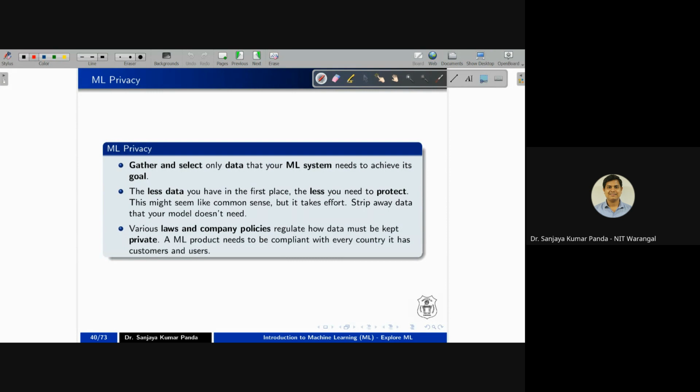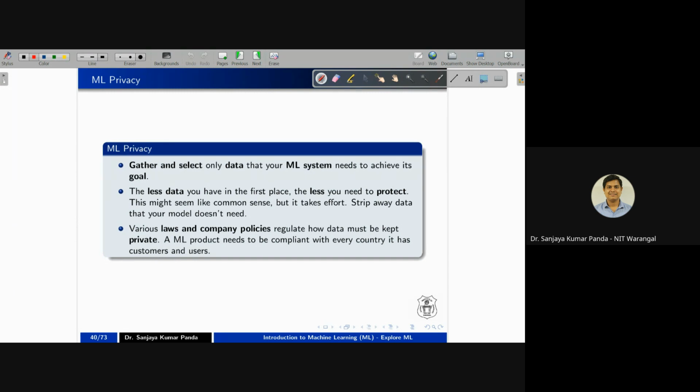So obviously, if you have less data, then there is less you need to protect, right? If you have more data, you have to put more effort into making it secure. So strip away data that your model does not need. Those things are not required for your model. You are definitely going to remove such features from your model.